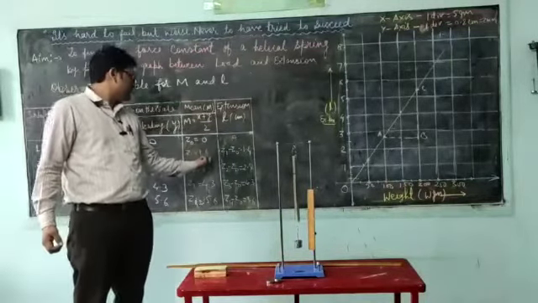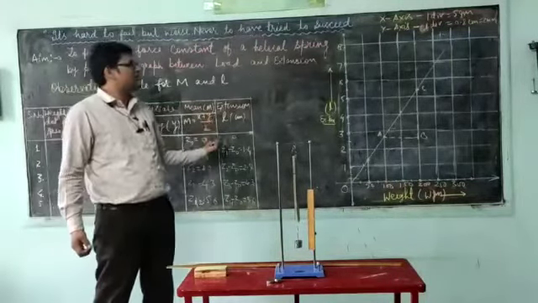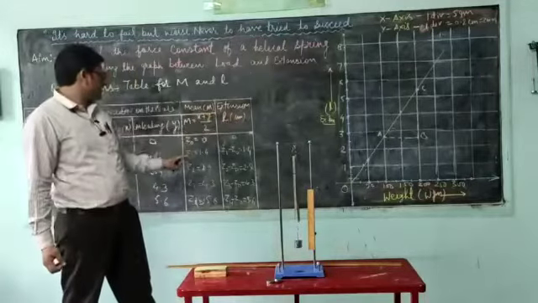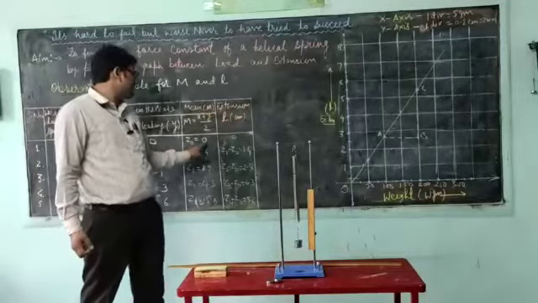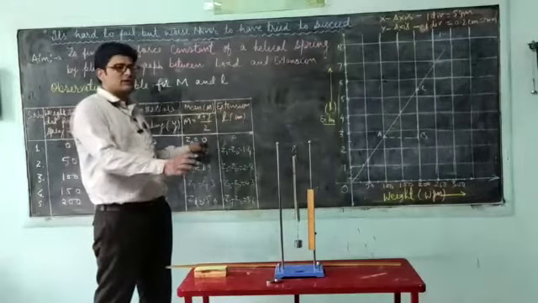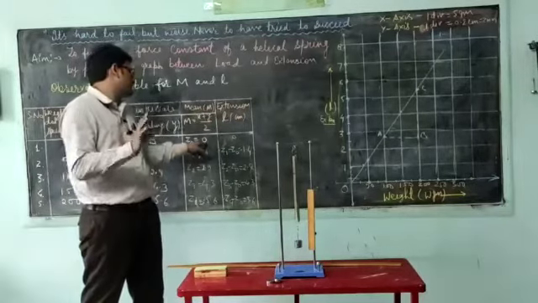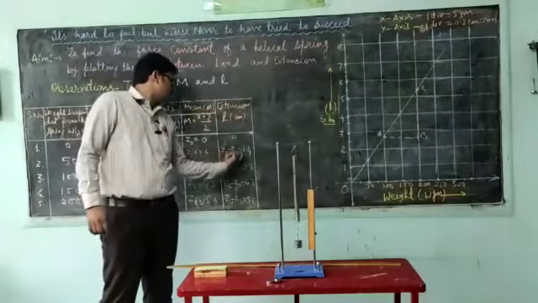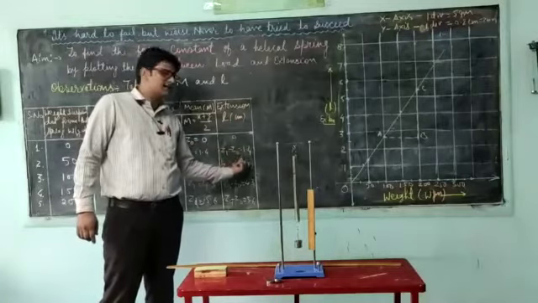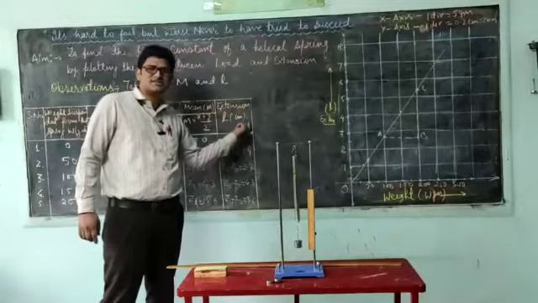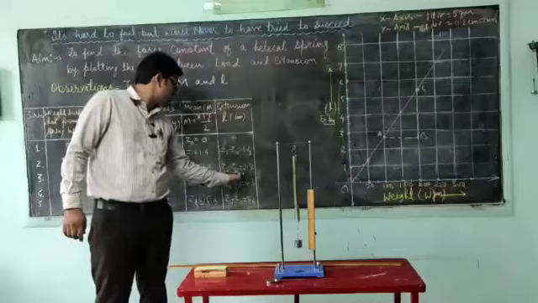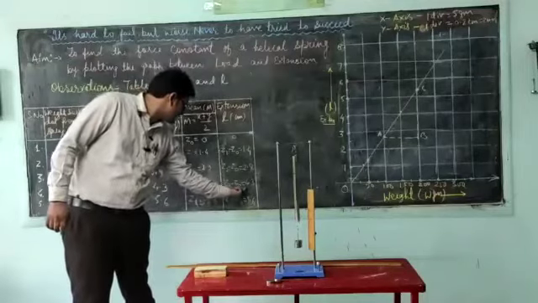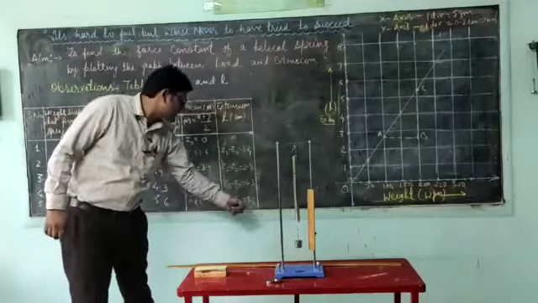Then we have got the values, and we will find the extension from the initial length. The initial length is 0, when we have not put any kind of weight on it. Then the second one is Z1 minus Z0 equal to 1.4 in centimeter, the second is 2.9, the third one is 4.3, and the fourth one is 5.6.